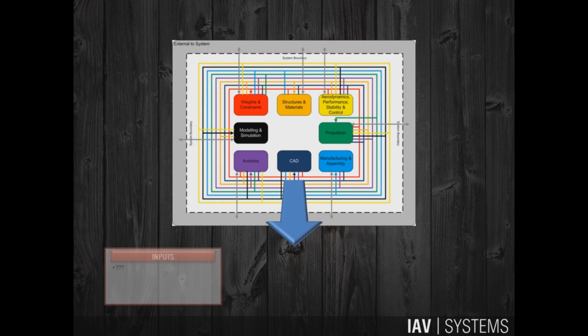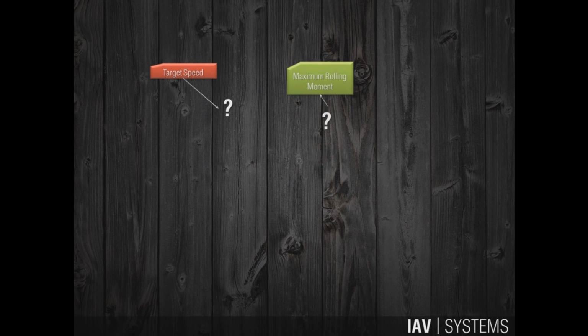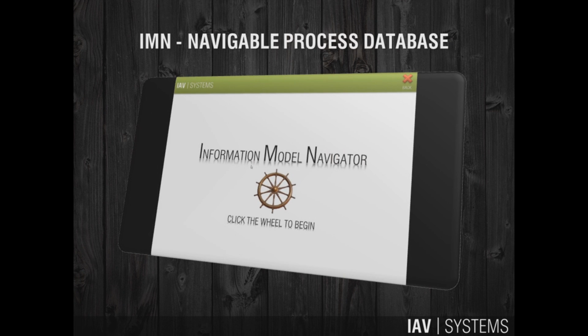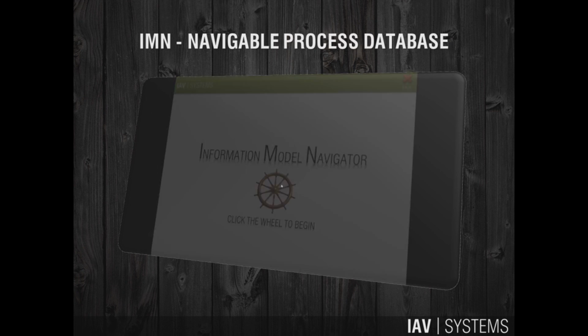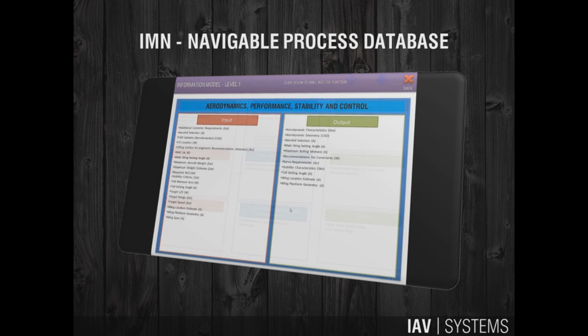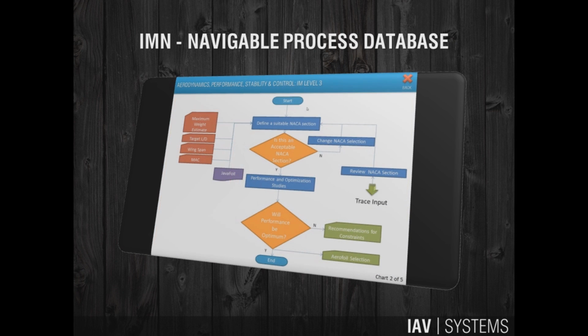The first step in transforming the product requirements to the final design space is the definition of inputs, design processes, and outputs, but the complex and nonlinear design problem presents a challenge as to how to define, categorize, and structure these raw elements into a systematic workflow. By using information modeling, we have created the Information Model Navigator, or IMN, a navigable design process database that structures the applicable design theory and practice into a detailed, ordered, and intuitive interface.